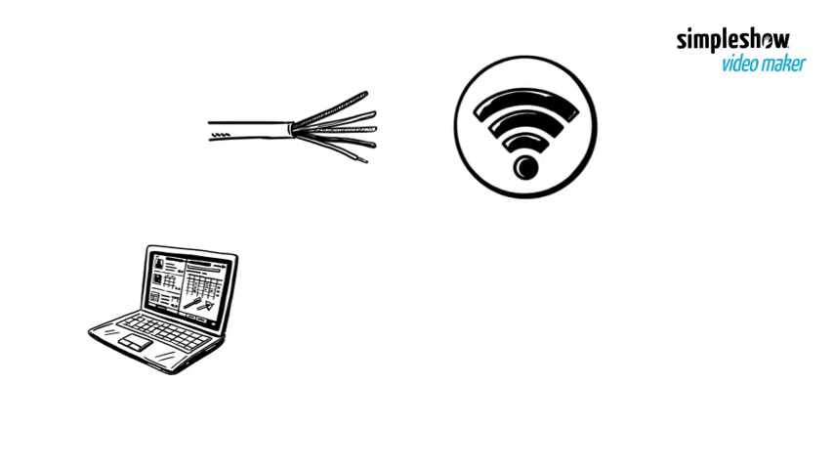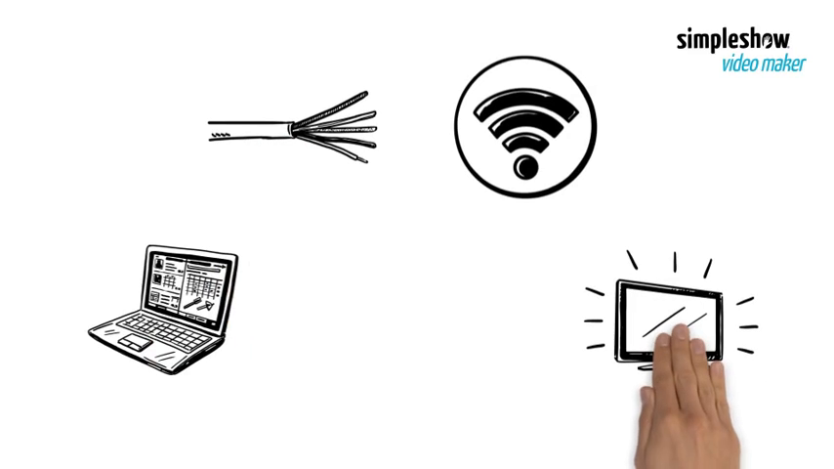Computers then receive this information through wired or wireless receivers and update the position of the cursor on the screen accordingly.